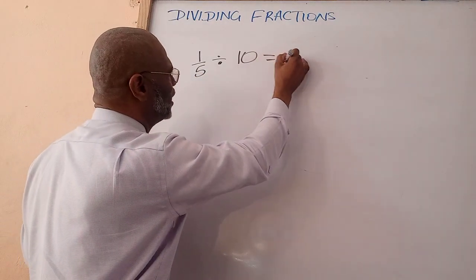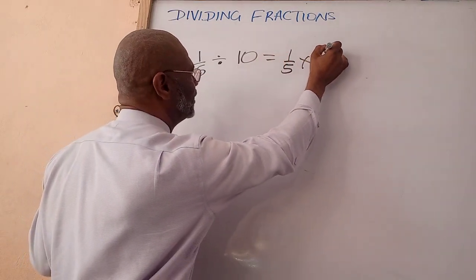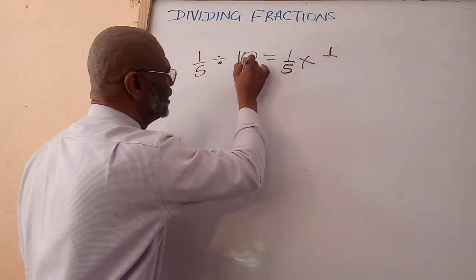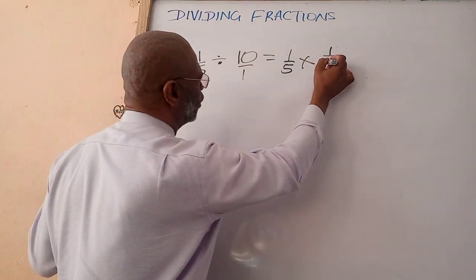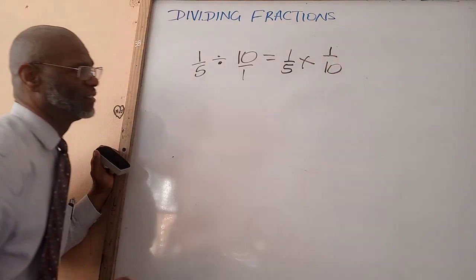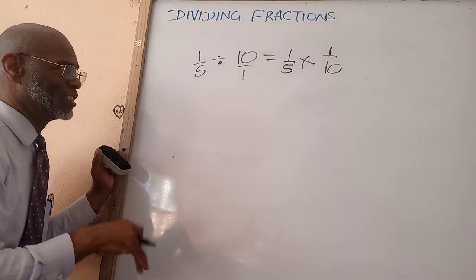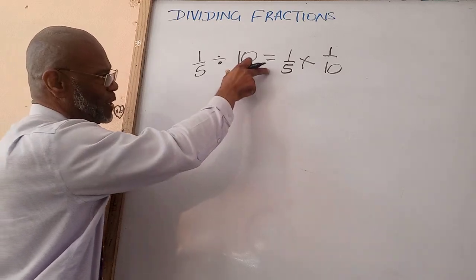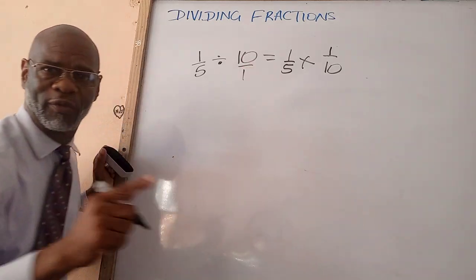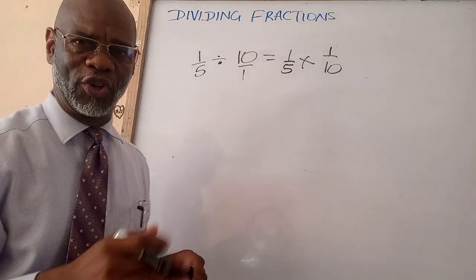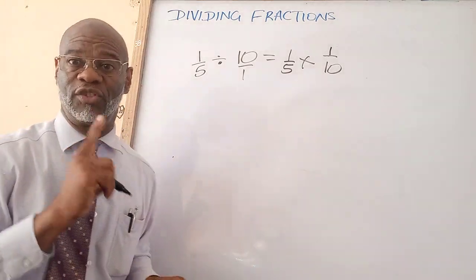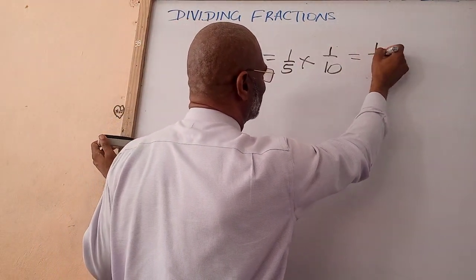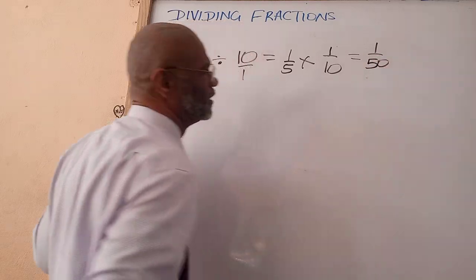So that's equal to 1/5 times, and this would be 10 over 1, so it will now become 1 over 10. All whole numbers can be written as a fraction, the whole number over 1. When you take the reciprocal of the whole number, you get 1 over the number. So the reciprocal of a whole number is 1 over the number. Then 1 times 1 is 1 over 5 times 10 is 50.